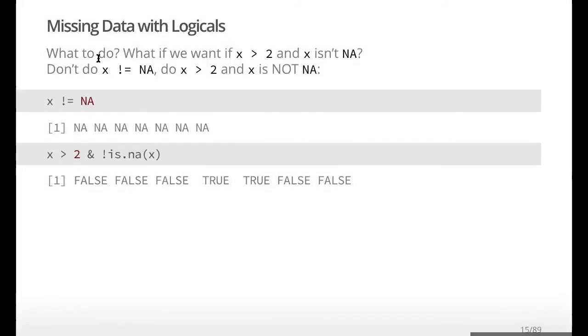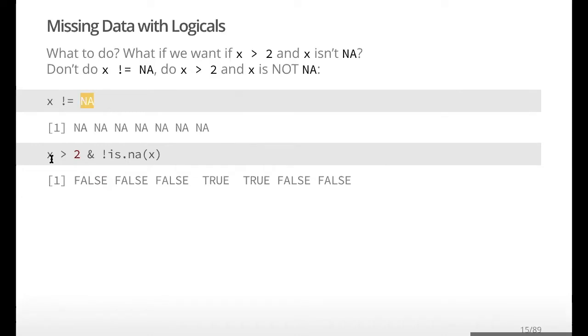Now, what if we wanted to get a logical vector back that said, is X greater than 2 and X is not missing? Well, I could try to say X is not equal to, this is the not equal to operator, right? But you shouldn't do X is not equal to NA. And again, let's think about why that is the case. This value is an unknown value. So how can I say something is not equal to an unknown value? It could be equal to it. I don't know. So that is the reason why everything in this vector returns NA. That's why those functions is.na, is.nan, is.finite, and all other things like that exist.